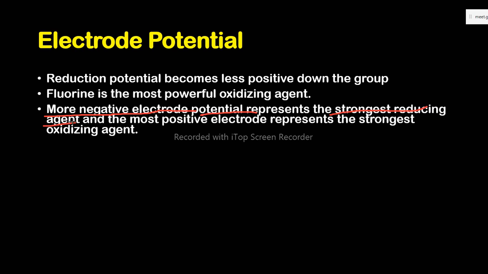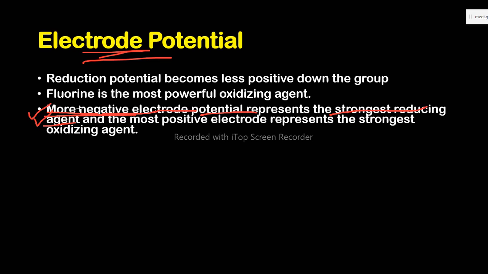It is the one that gets oxidized within a redox reaction, and the strongest oxidizing agent is the one that gets reduced. So when you are given electrode potentials, you choose which of the two electrode potentials is more negative. If they are all negative, or all positive, which one is more negative?